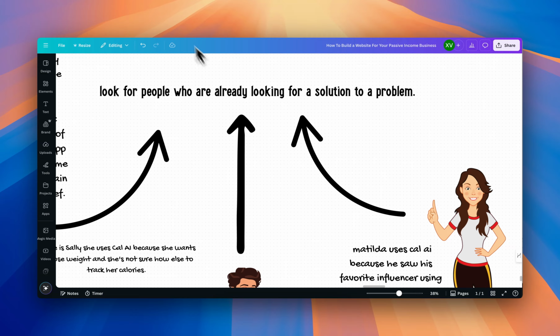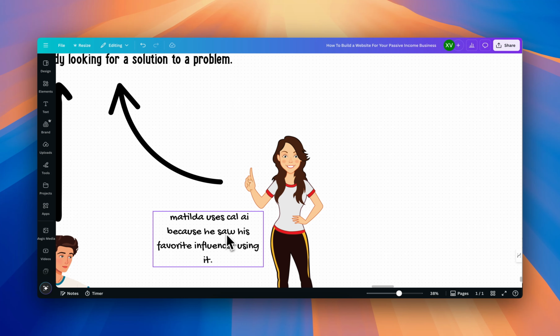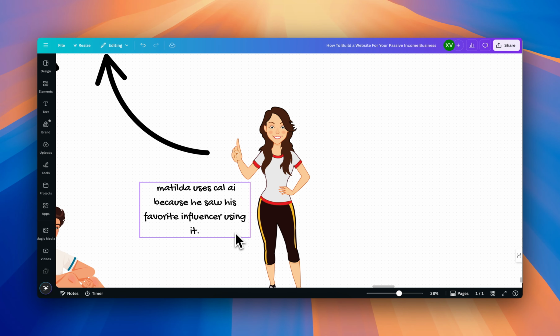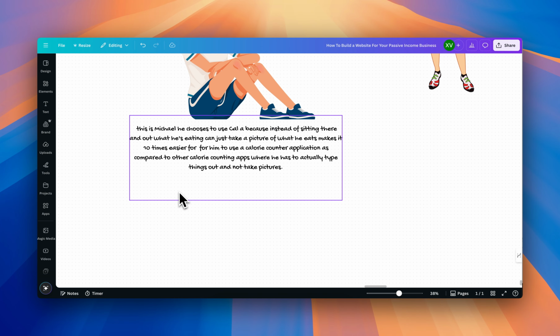Let me explain. Let's once again use Cal AI as an example, as a little exercise. Matilda, she uses Cal AI because she saw her favorite influencer using it. That alone was enough to inspire her to use the application. She happened to love it and she uses it, right? Let's use this guy. His name is Michael. Michael chooses to use Cal AI because instead of sitting there and typing out what he's eating, he just wants to take a picture of his food. It makes it 10 times easier for him to log his calories, and it's much easier to use Cal AI over other calorie counting applications that effectively force you to search for what you're essentially consuming, right?